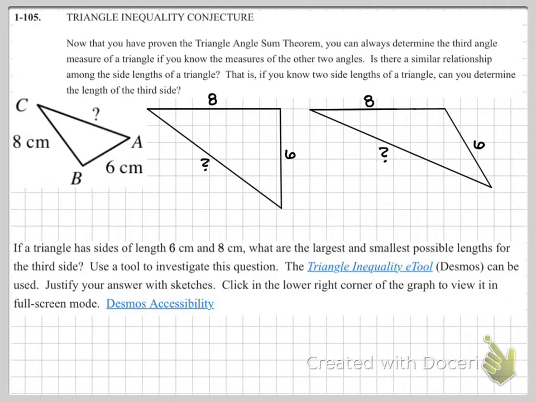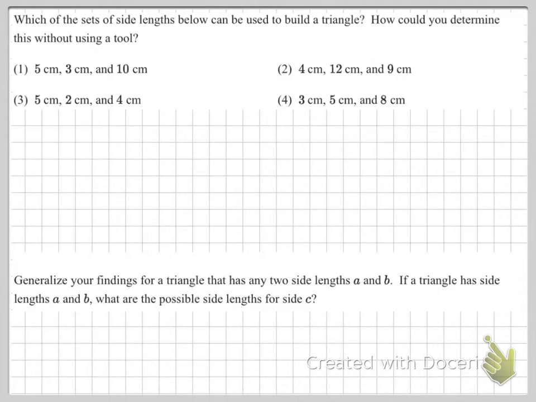So again, this would be a perfect time to take a break. You're going to use the E tool for this question. Again, if you get stuck, take a look at the tutorial video that I posted as well, and just play around with it and see if you can come up with some sort of relationship that might be occurring between the side lengths. As you're going through the Desmos activity, take a look at the panels on the left-hand side and look at the lengths of the sides and how they're relating to each other.